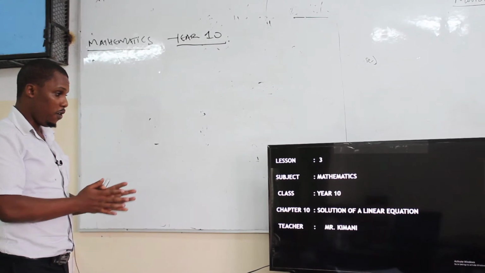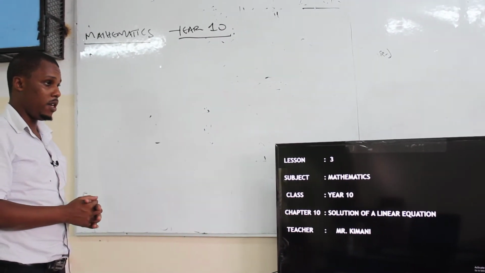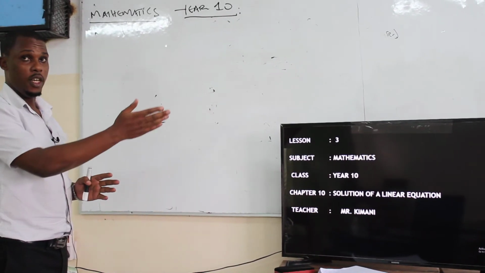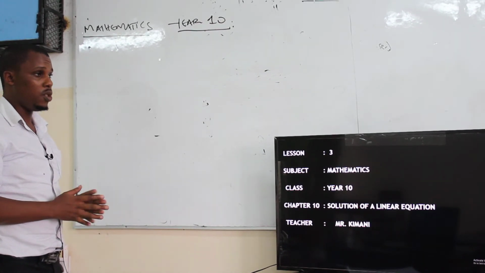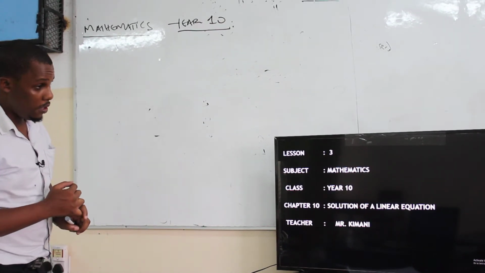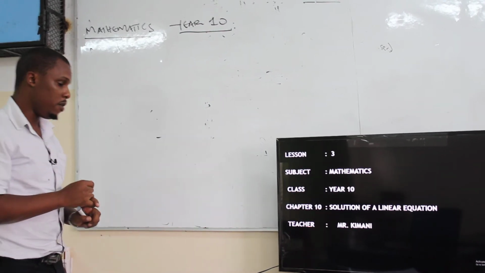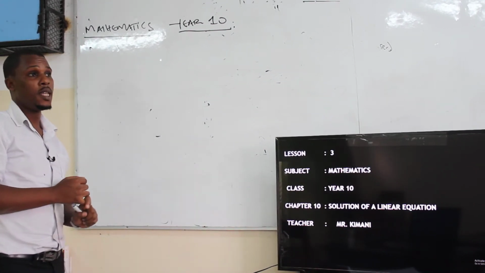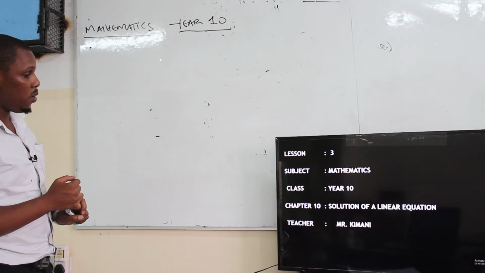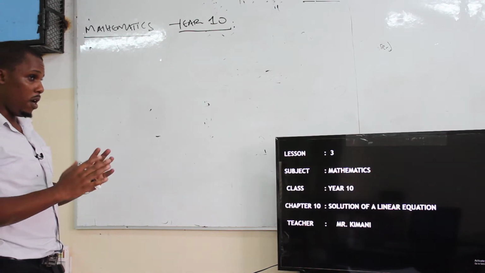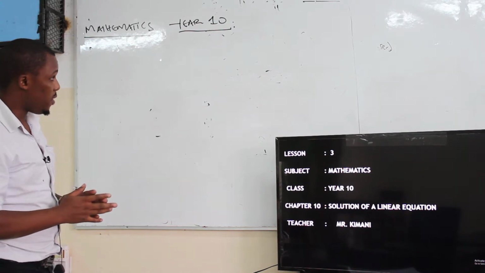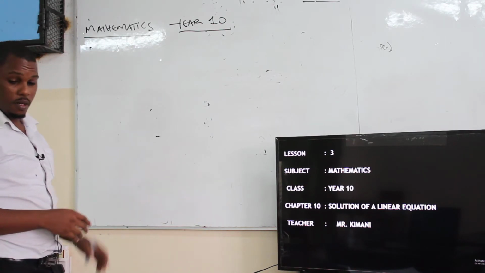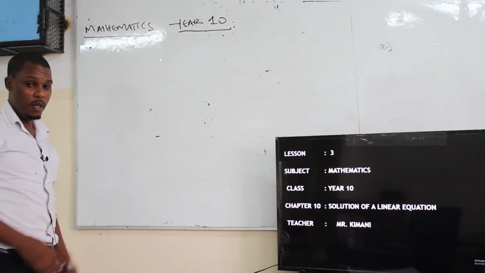So today I'm going to focus still on our chapter, whereby we are going to deal with the case of the solution of a linear equation. Previously we have been dealing with expansion, whereby we remove the bracket from our equation. Then we also did factorization, whereby we introduce the bracket and so on. But for today I want us to change the rules of the game, and then we come to the case of the solution of a linear equation.